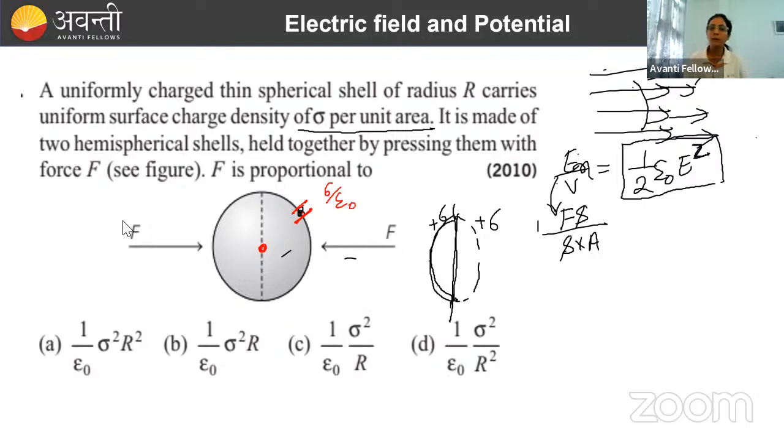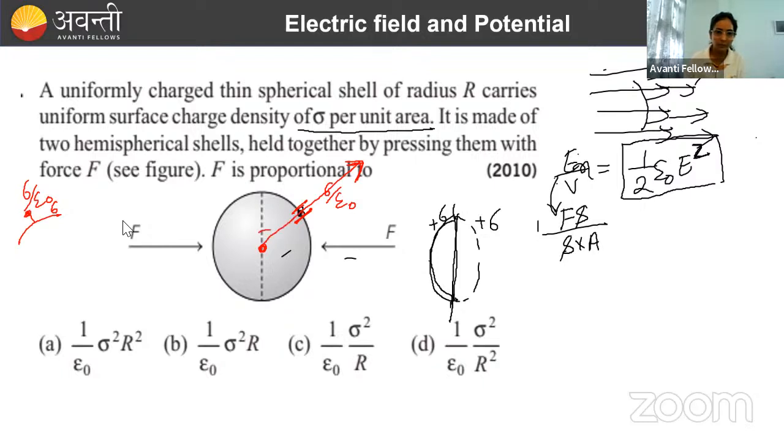Sigma by epsilon naught. That we have studied: if there is a conducting surface and it has surface charge density sigma, then just in front of the surface, electric field value used to be how much? Sigma by epsilon naught. And since this charge is positive, electric field will be in this sense. Done. So electric field is going to be in this sense. Now, what is the significance of this actually? What is going to happen?